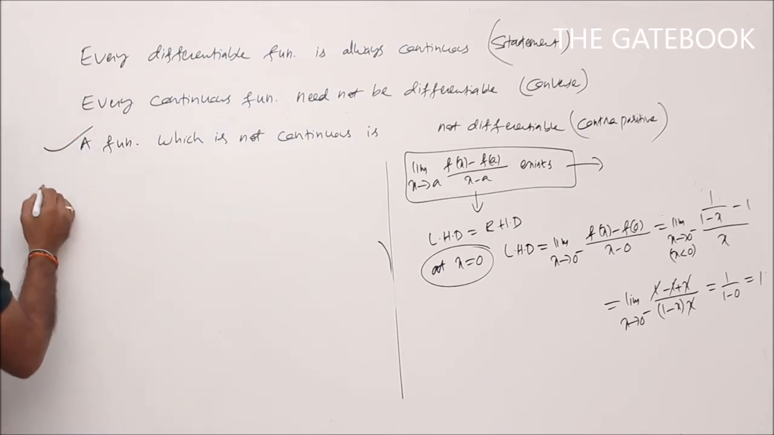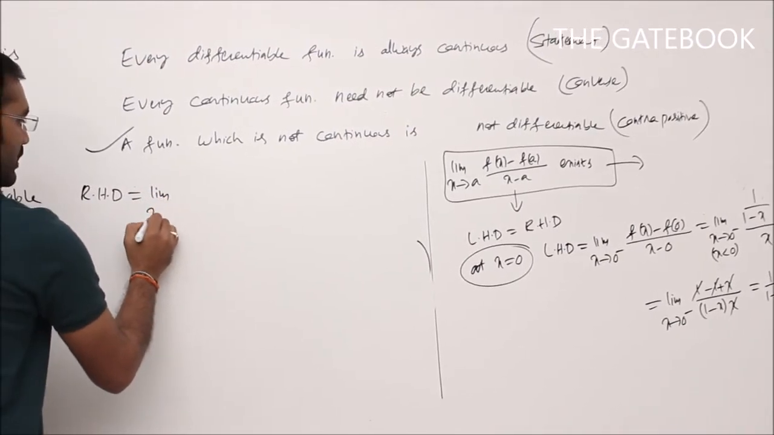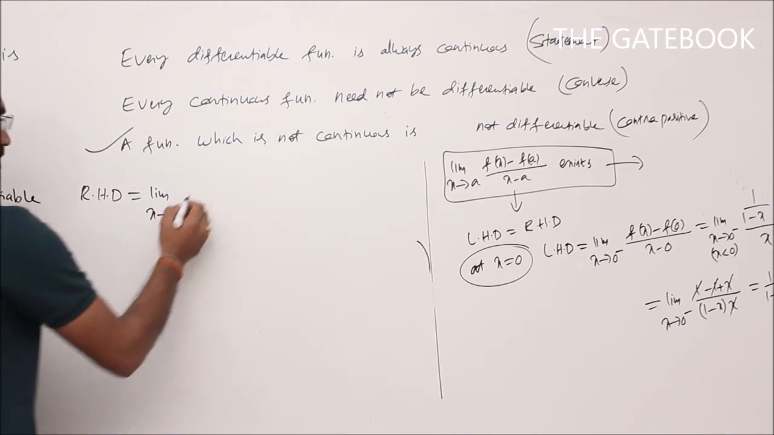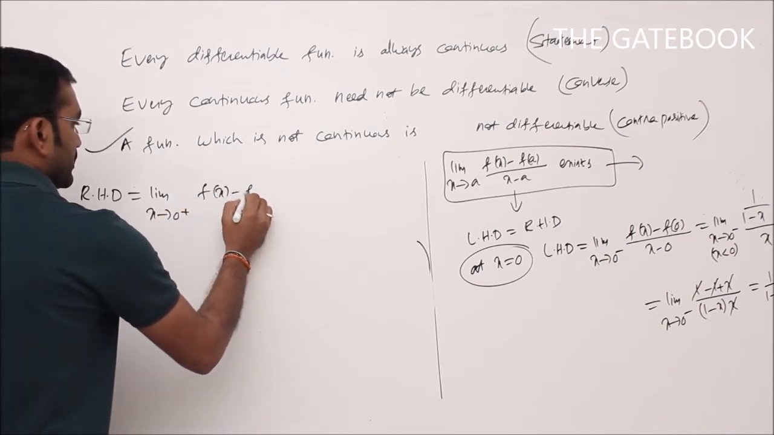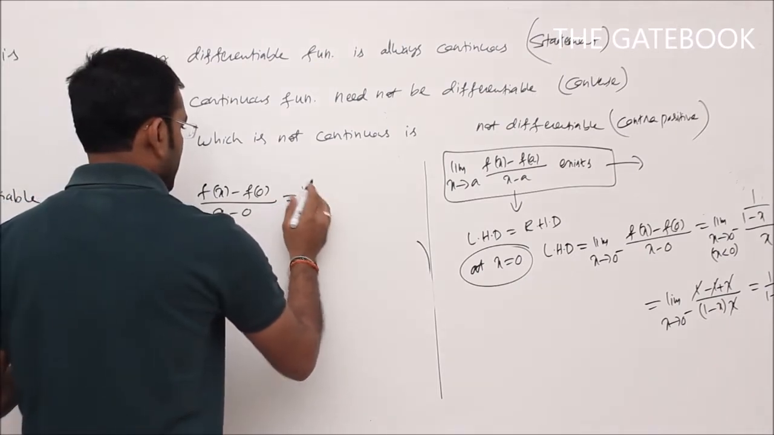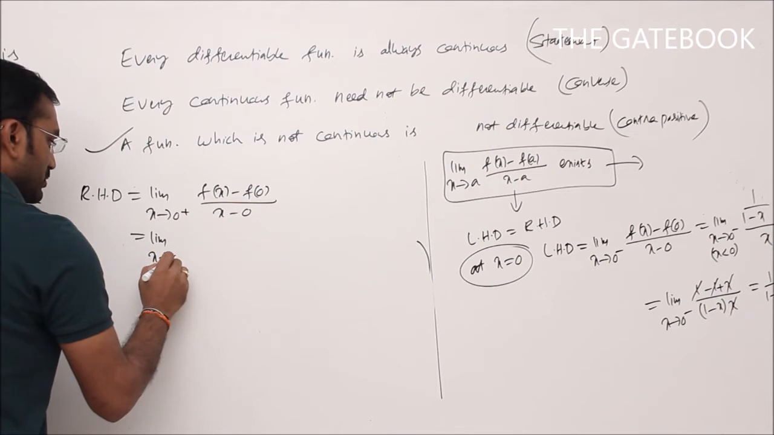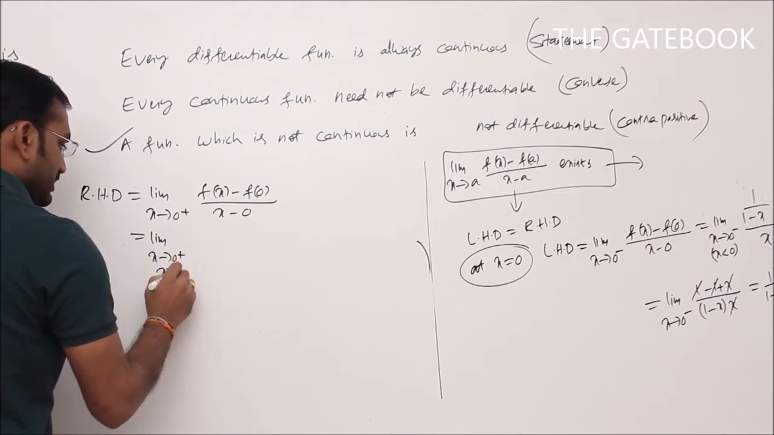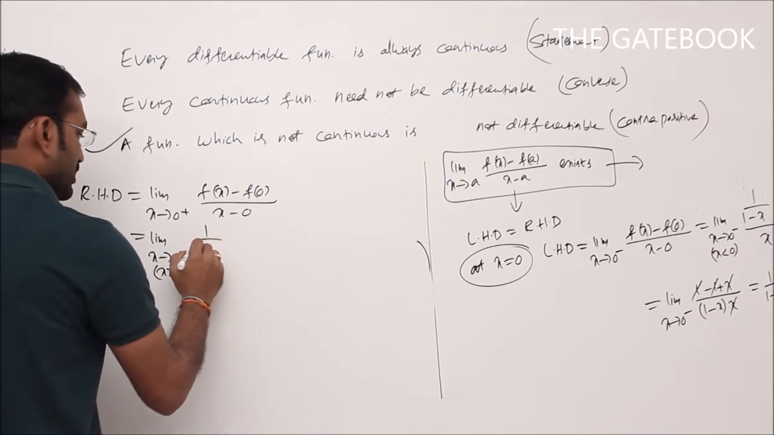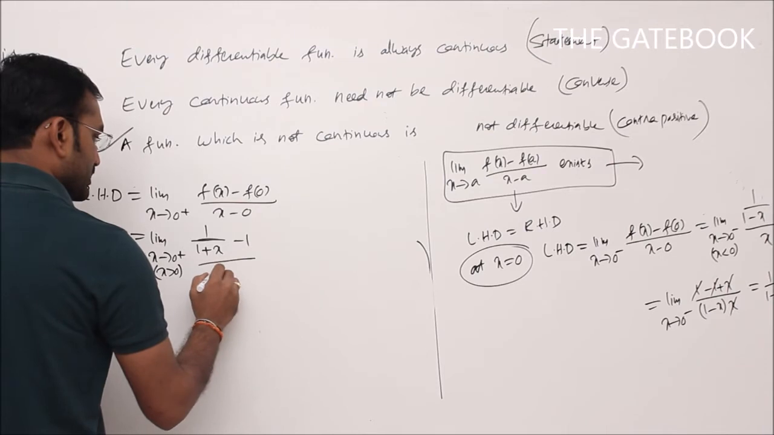So the right hand derivative is RHD. RHD is equal to limit x tends to 0 plus, so when x is 0 plus, f of x minus f of 0 by x minus 0. So that limit is equal to limit x tends to 0 plus, nothing but x value greater than 0. When x is greater than 0, mod x value is plus x. So I can replace 1 by 1 plus mod x with plus x minus 1 by x.